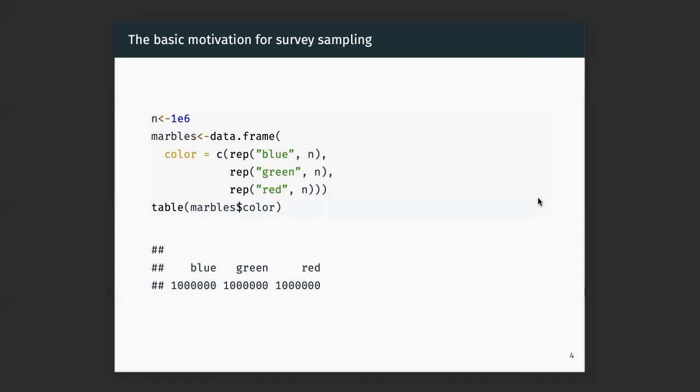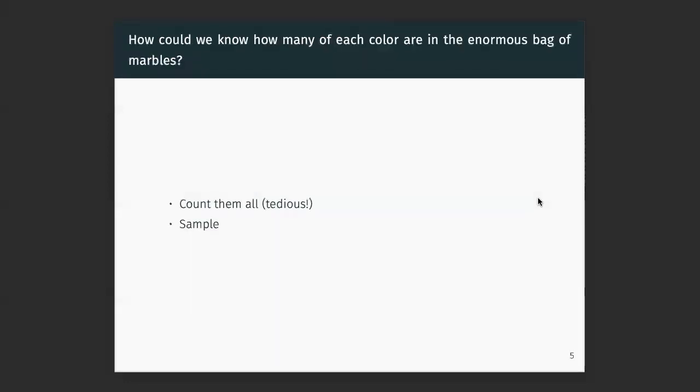If we only draw from the top, we'll say, oh, okay, this bag is full of green and red marbles, and we will never know that there are any blue marbles in there at all, right? Because they're all at the bottom. So we need to think about another method that will help us ensure that we actually capture what's in the population accurately. So how could we know how many of each color are in this enormous bag of marbles?